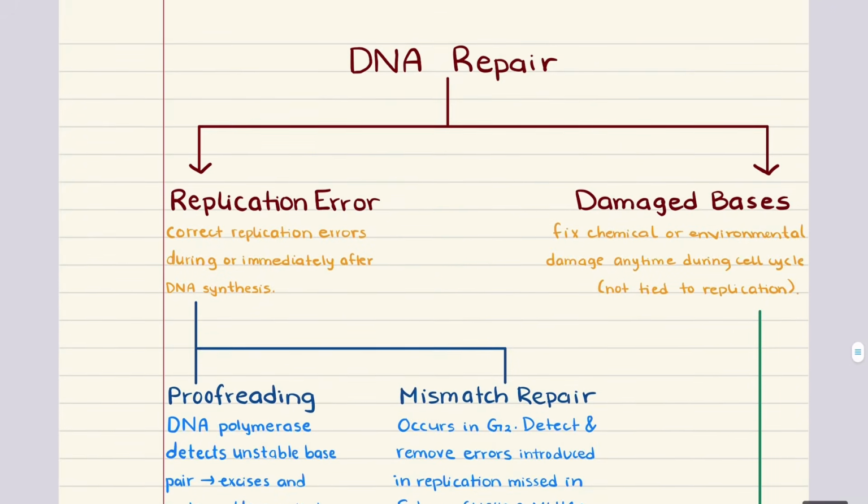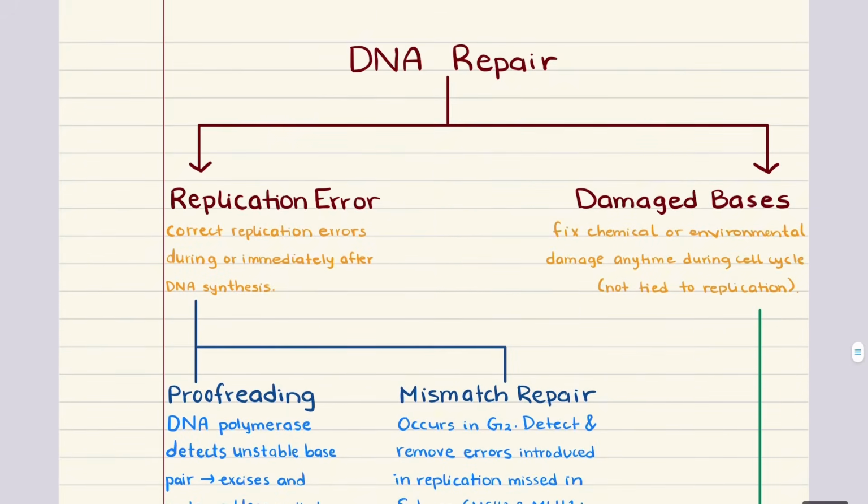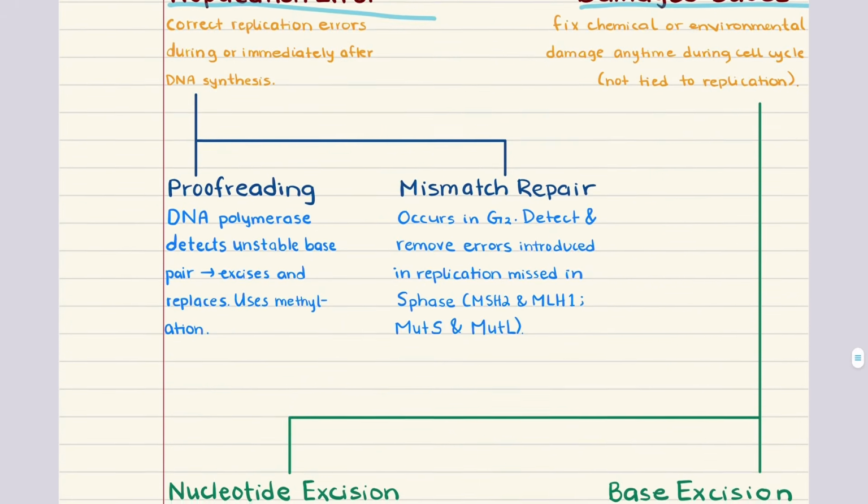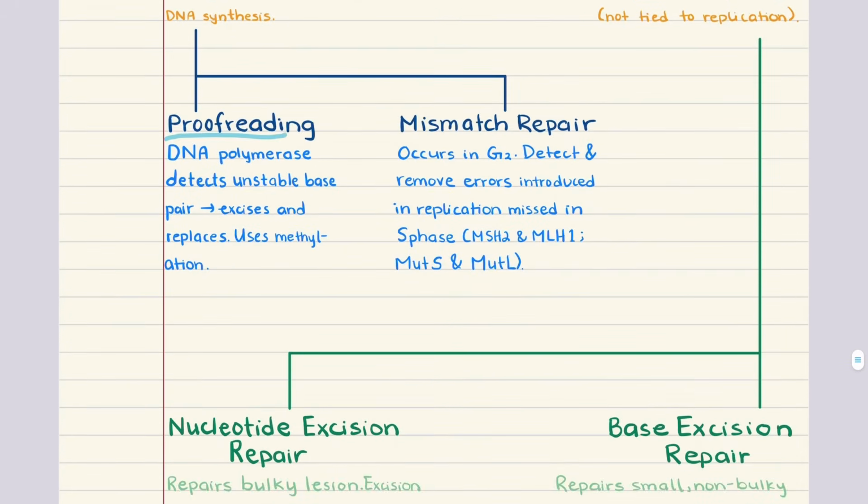DNA repair falls into two main categories: replication error repair, which fixes mistakes that are made during or just after DNA replication, and damaged base repair, which corrects chemical or environmental damage that can occur at any point in the cell cycle, not just during replication. Let's start with the replication errors. There are two main mechanisms here: proofreading and mismatch repair.